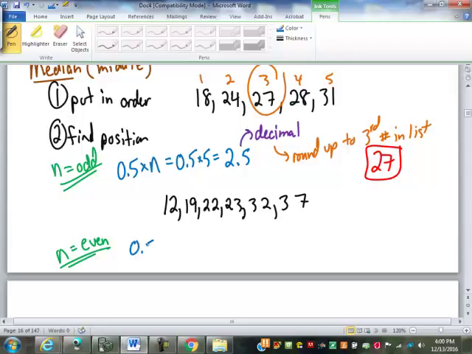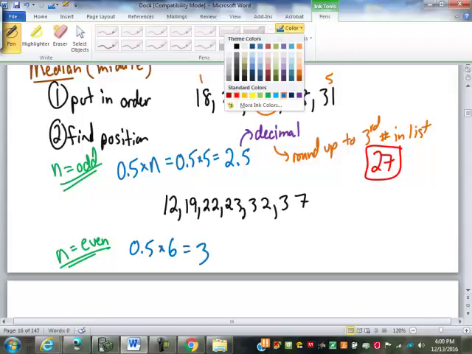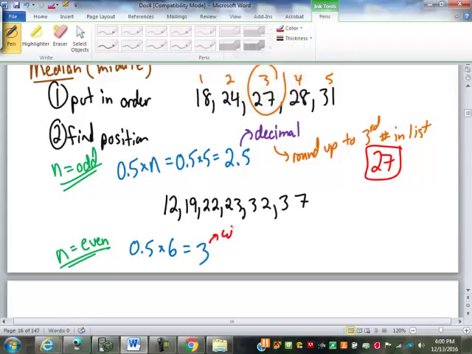So the position is going to be 0.5 times 6, which is 3. Since that is a whole number, in other words, no decimal or fraction, the median is between that one and the next one. So it's between the third and the fourth number in the list. So I come up here, 1, 2, 3, 4, 5, 6. The median is between the third and fourth number.